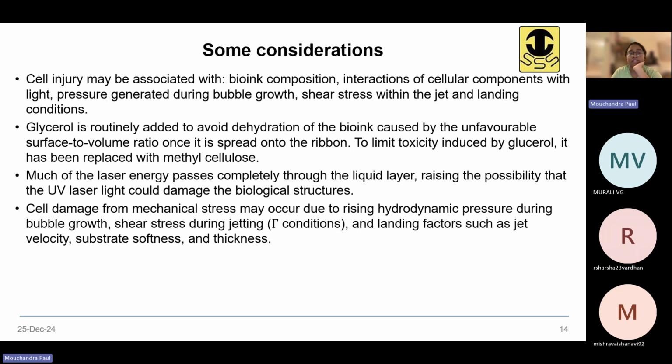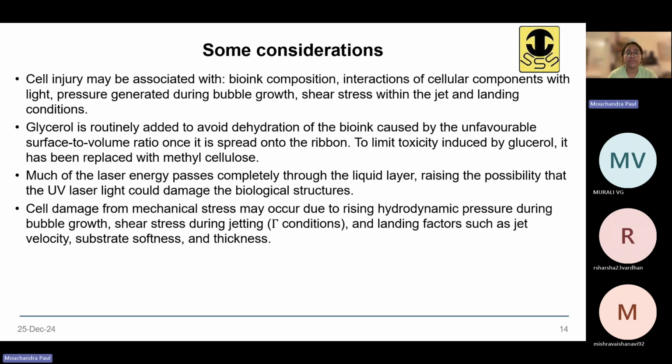First, you can cause cell injury even if you are not using pressure and not using a needle nozzle or anything like that. That can cause shear stress because of the needle walls. The injury can be due to the bioink composition, or it can be due to the light itself. Also, the pressure that the vapor bubble exerts as it is growing can harm the cells. It can cause bursting of the cells as well.